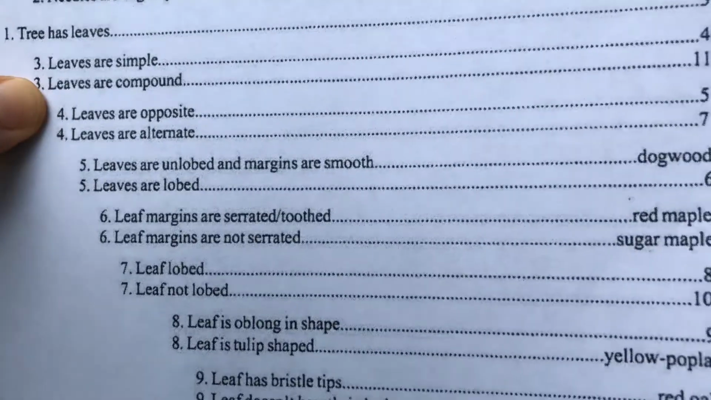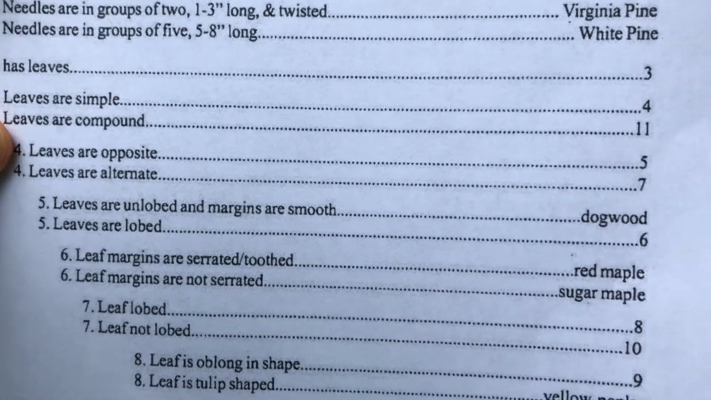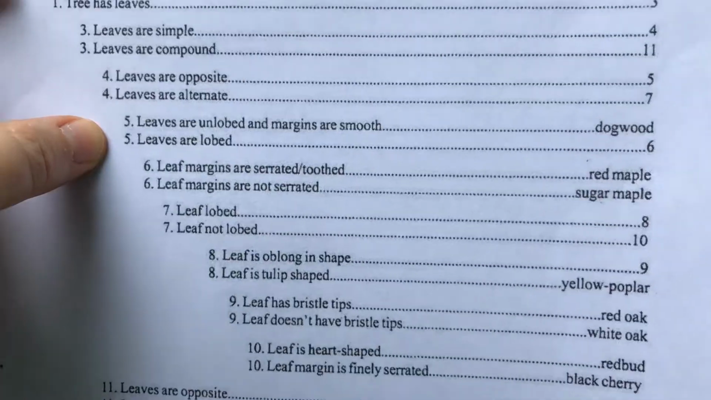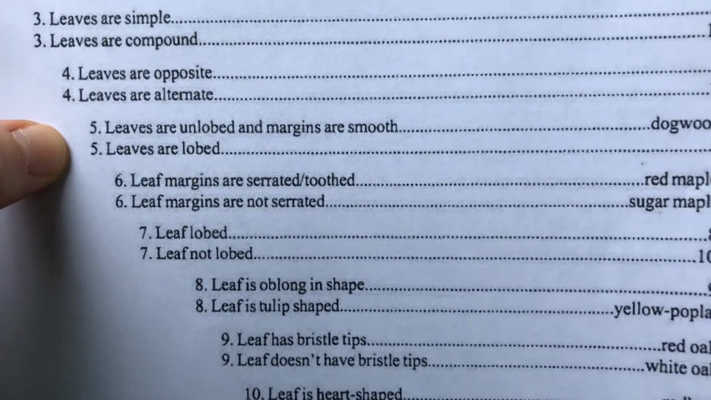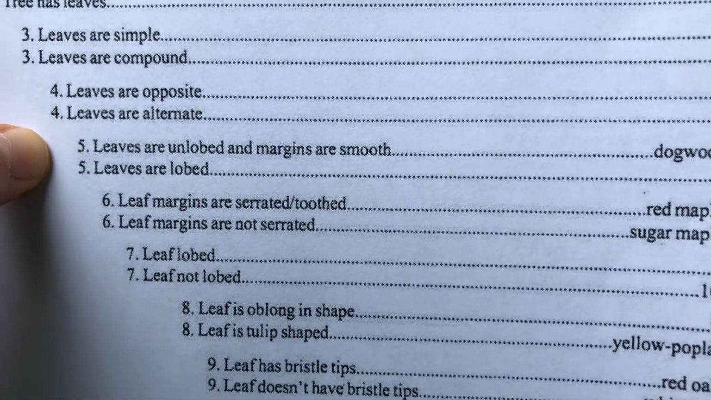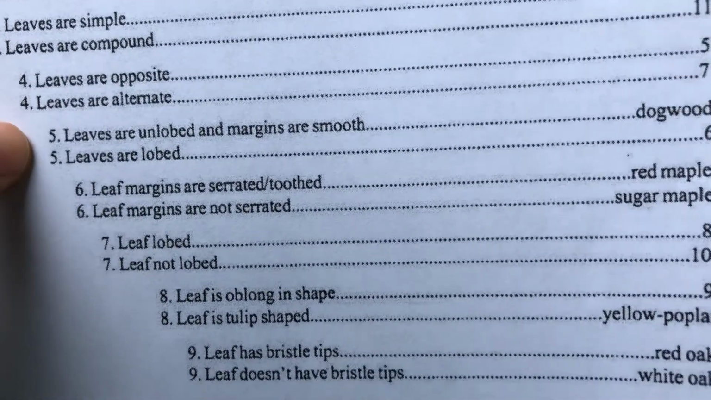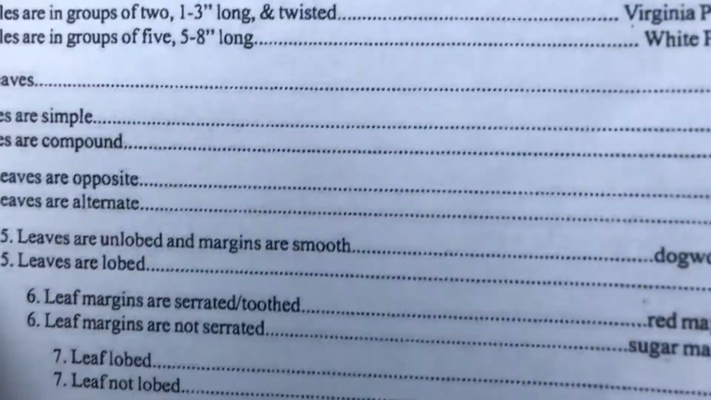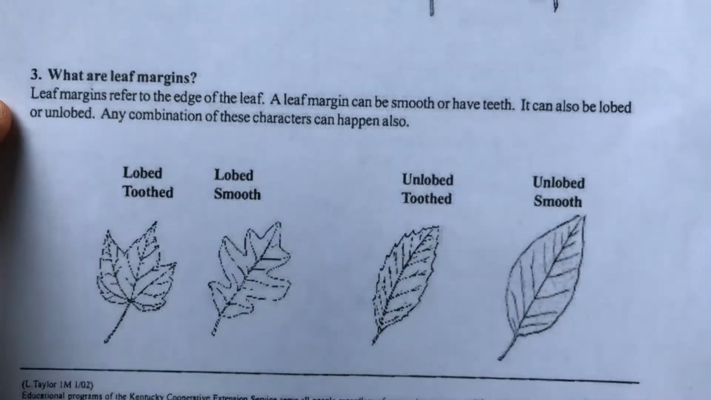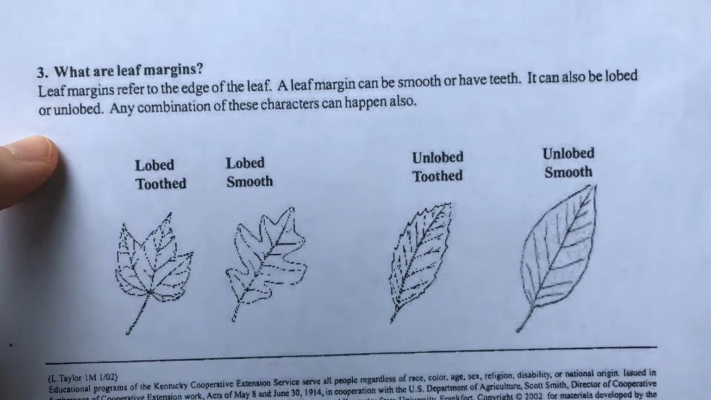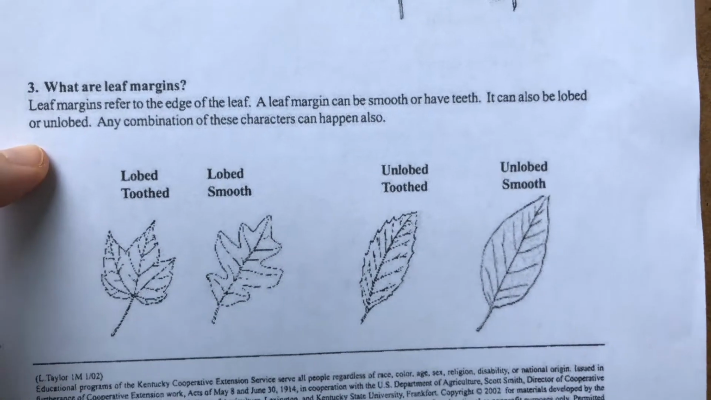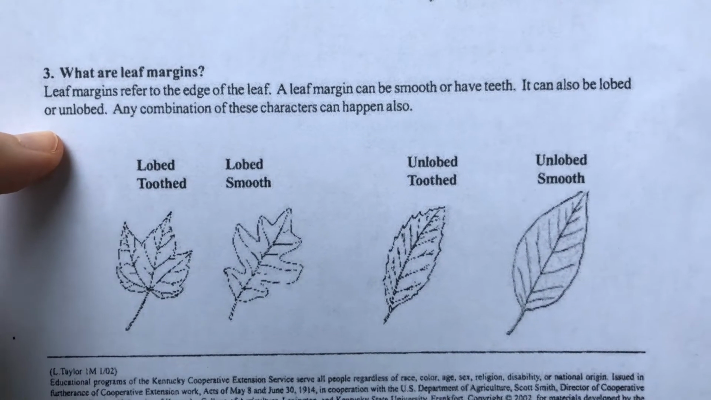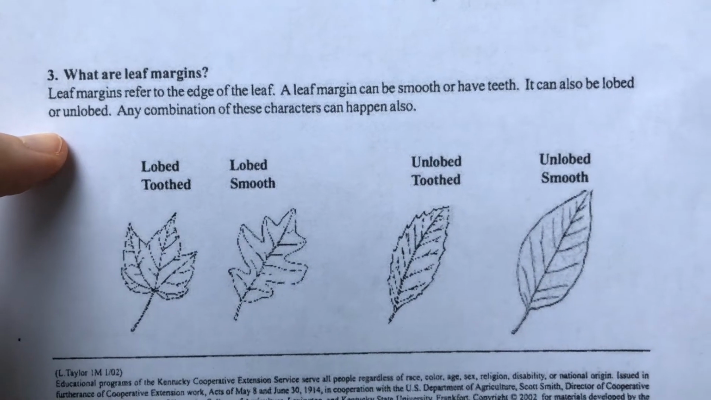So for number 4, the answer is the leaves are opposite. So we're going to follow that dotted line out, and it says to go down to number 5. Okay, so number 5, our next question. Are the leaves unlobed with smooth margins, or are the leaves lobed? And again, we're going to look at our back page. So down here it explains what are leaf margins. Leaf margins refer to the edge of the leaf. A leaf margin can be smooth or have teeth. It can also be lobed or unlobed. Any combination of these characters can happen also.